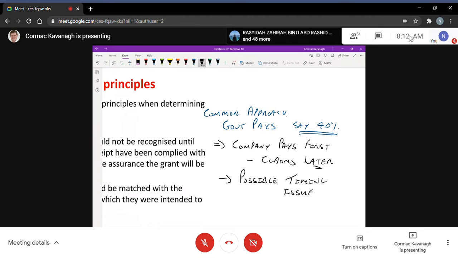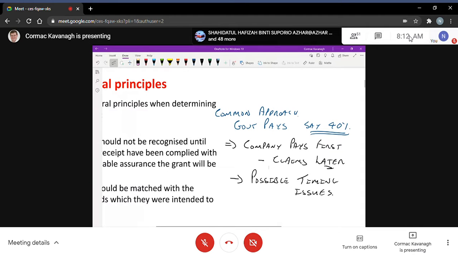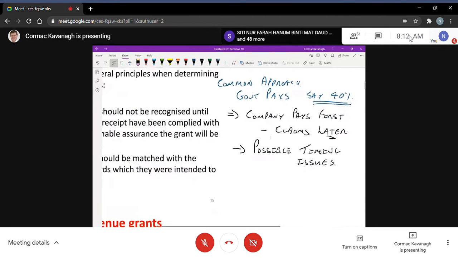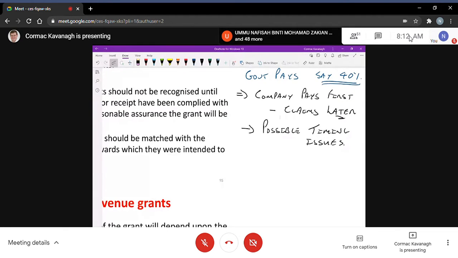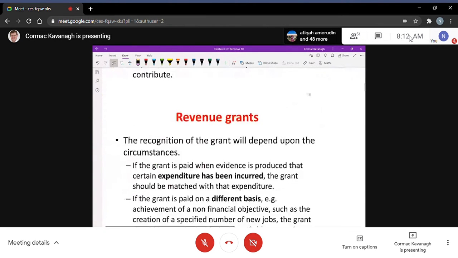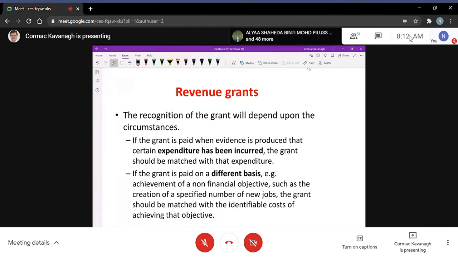So the government have told us that they're going to give us the money, so great, we can use that to reduce our expense, and it encourages us to engage in the activity, but we must match up the cost and the revenue, provided that we're confident we're going to get the money from the government. We're going to satisfy the requirements. So the grants fall into two broad categories. The first are revenue grants. So revenue grants, these are used to offset direct expenses.